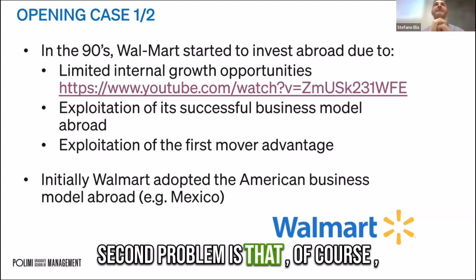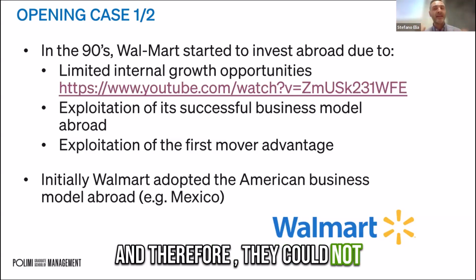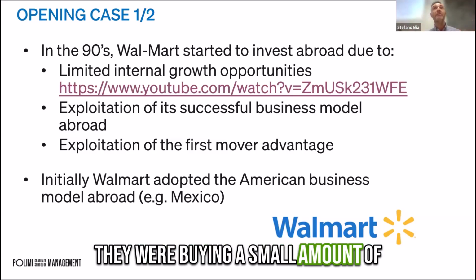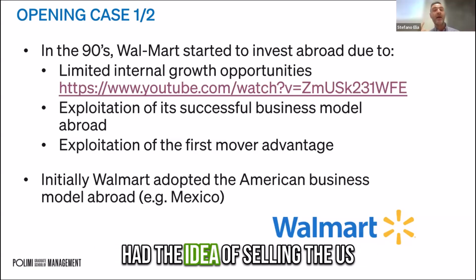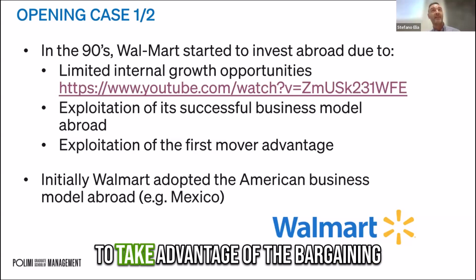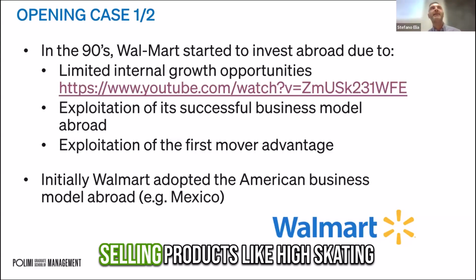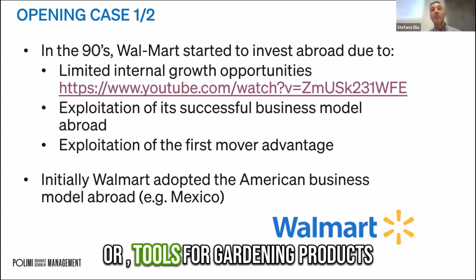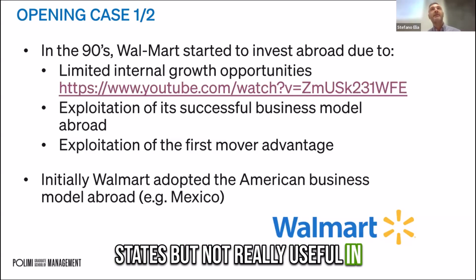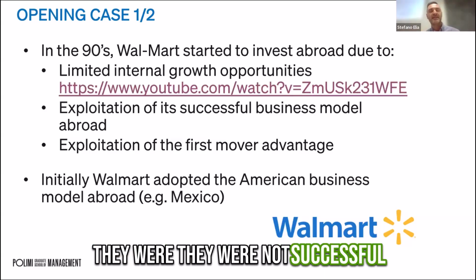The second problem is that, of course, at that time they were starting their internationalization, and therefore they could not exploit the bargaining power with the local suppliers in Mexico because they were buying a small amount of Mexican products. Therefore, they had the idea of selling the US products in Mexico in order to take advantage of the bargaining power with American suppliers. But the problem is that they were selling products like ice skates or tools for gardening, products that were successful in the United States, but not really useful in Mexico. So the Mexican customer didn't like this type of products, and therefore they were not successful in selling.